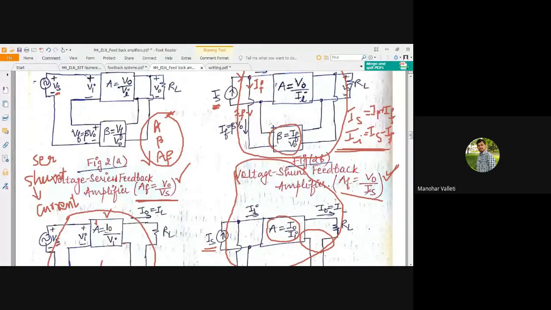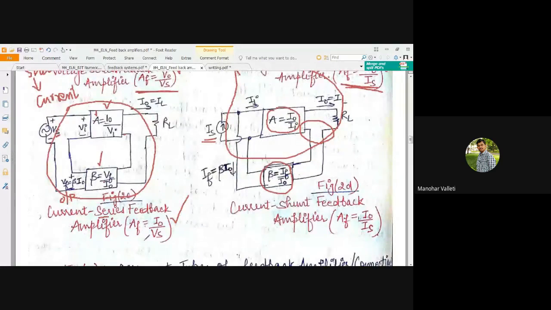And voltage shunt feedback, by seeing the AF value, we can say that the output parameter is V naught and the input is IS. So different parameters are there. So that's why we are saying it as trans, and V by I is the resistance. So we are calling this voltage shunt feedback as trans resistance amplifier. We also call all these voltage shunt feedback amplifiers trans resistance amplifiers.